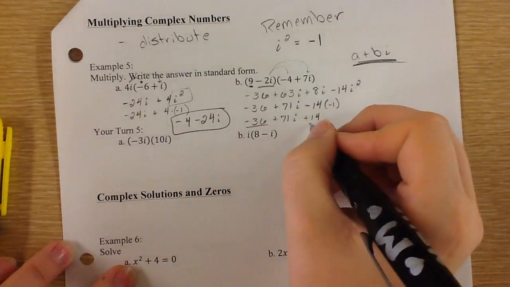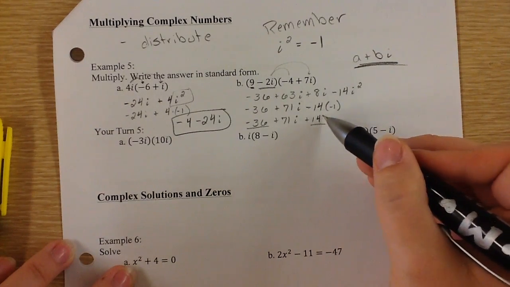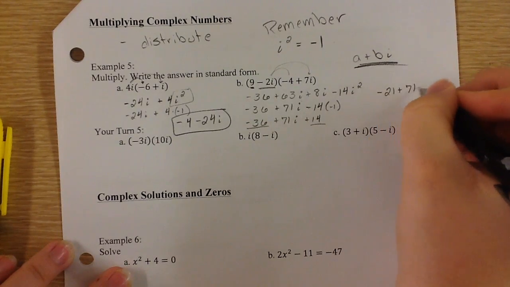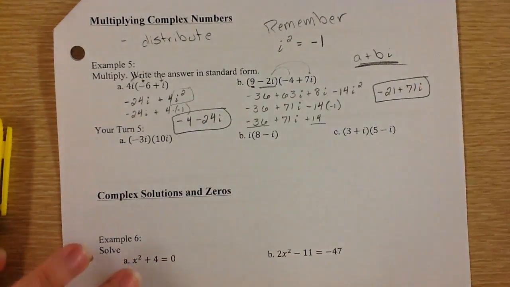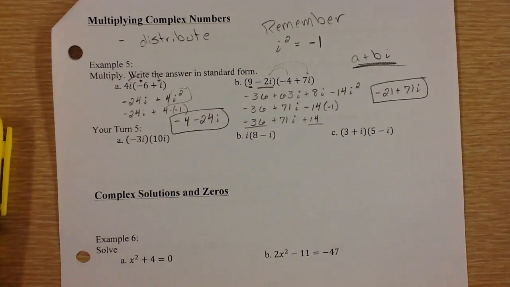So let's put together our real parts. Here we have two real parts. Negative 36 plus 14 gives me negative 22... negative 21, plus 71i. And there's my solution complex number. My real part is negative 21. My imaginary part is 71i.